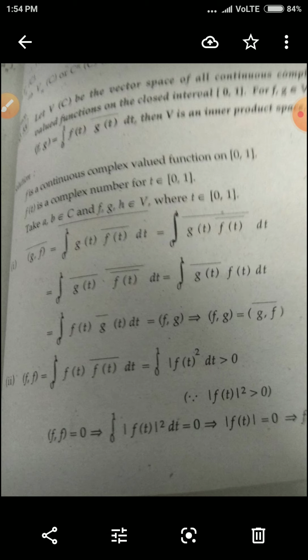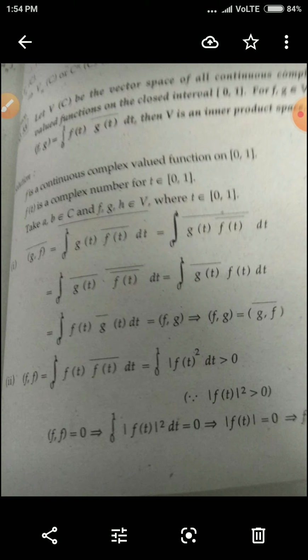So given that f is a continuous complex valued function on 0, 1, therefore f of t is a complex number for every t belongs to closed interval 0, 1. Now take a and b to be two complex numbers, f, g, h belongs to V, and t is any real number on the closed interval 0, 1.